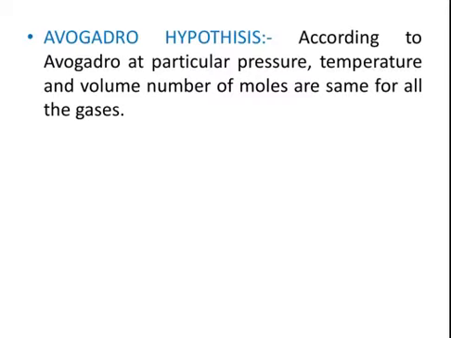Okay, then next, Avogadro hypothesis. Avogadro hypothesis is a statement provided by Avogadro, and it says that at a particular pressure, temperature and volume, the number of moles is the same for all gases. The number of moles is the same for all the gases at a particular pressure, temperature and volume, and it is given by Avogadro. It is known as Avogadro hypothesis.